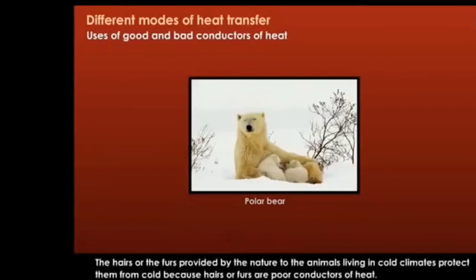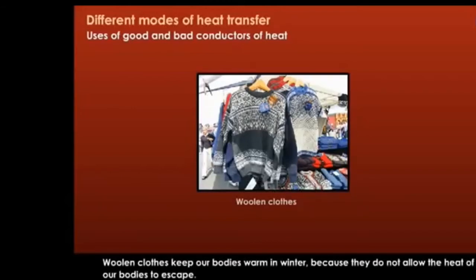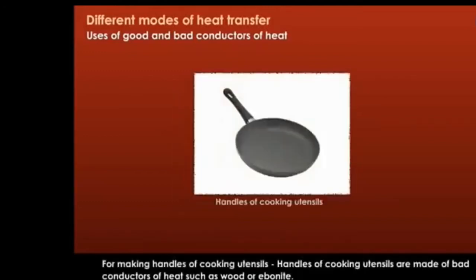If we think about cold region animals, the polar bears for example, the hairs or furs provided by nature to animals living in cold climates protect them from cold, because hairs or furs are poor conductors of heat. That's why in winter human beings mainly use woolen clothes. Woolen clothes keep our body warm in winter because they do not allow the heat of our bodies to escape. For making handles of cooking utensils, bad conductors like wood or ebonite are used.